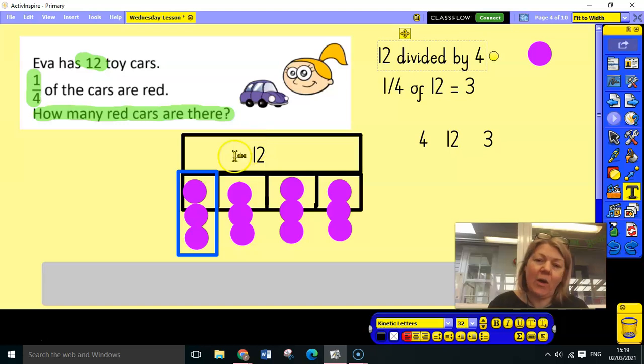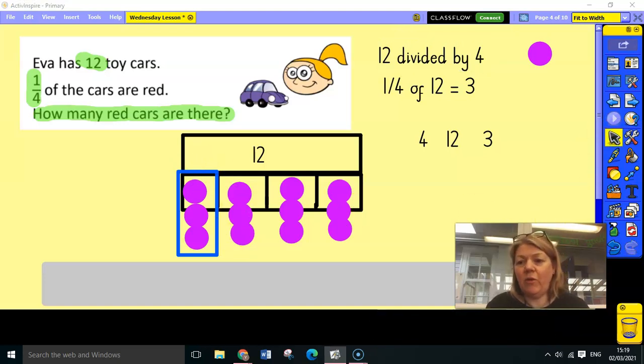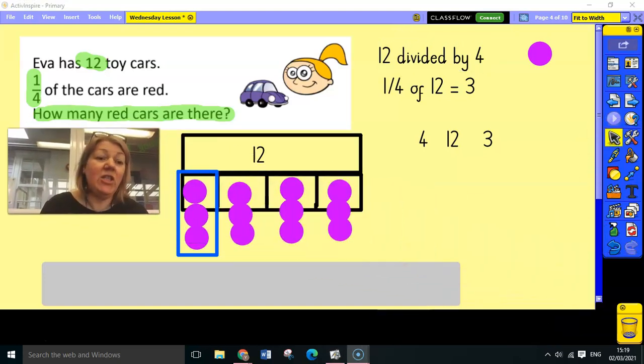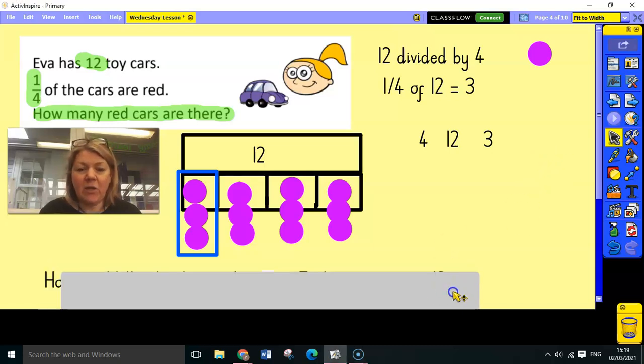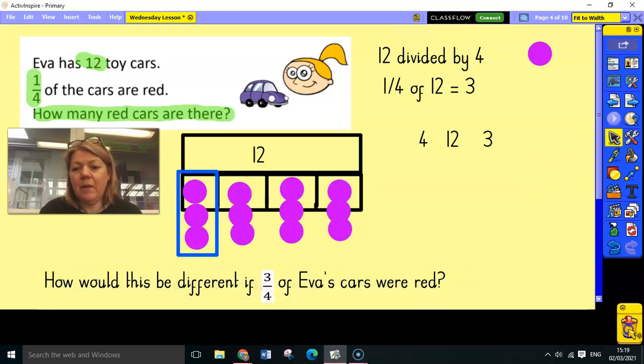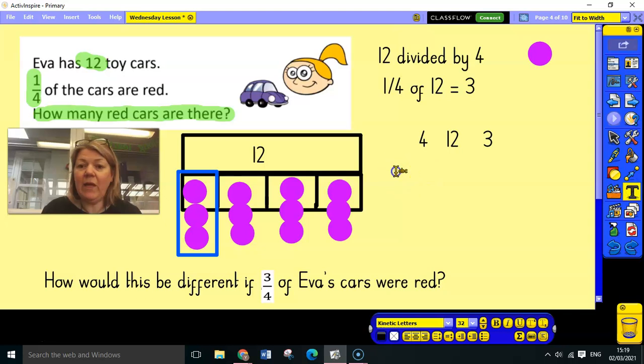Because that's what we've done, isn't it? We've taken our 12 and we've divided it into 4 equal groups. And I've got 3 in each group. So fractions are really just like dividing when we're finding fractions of amounts. How would this be different then? How would the answer be different here if I wanted to find if 3/4 of Eva's cars were red? So if 3/4 of her 12 cars were red, how would that be different? Pause it now and have a little think.